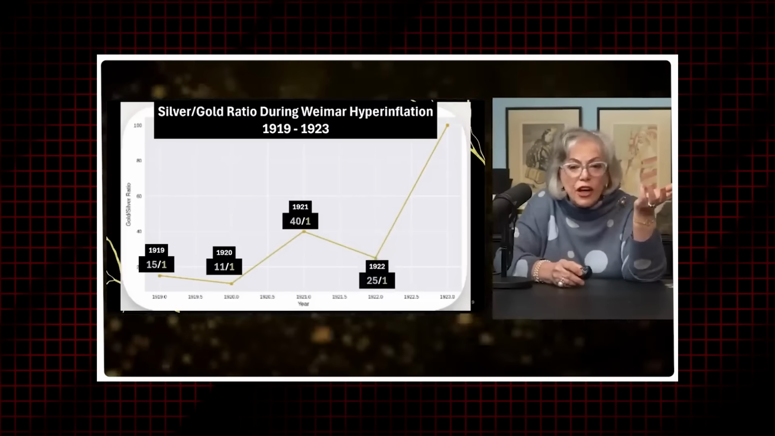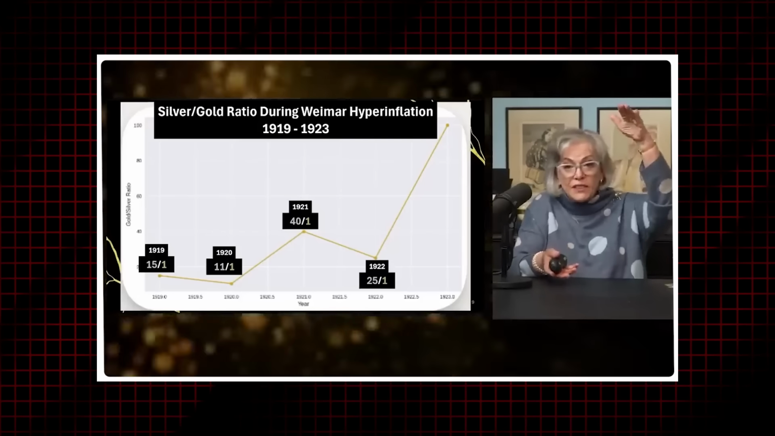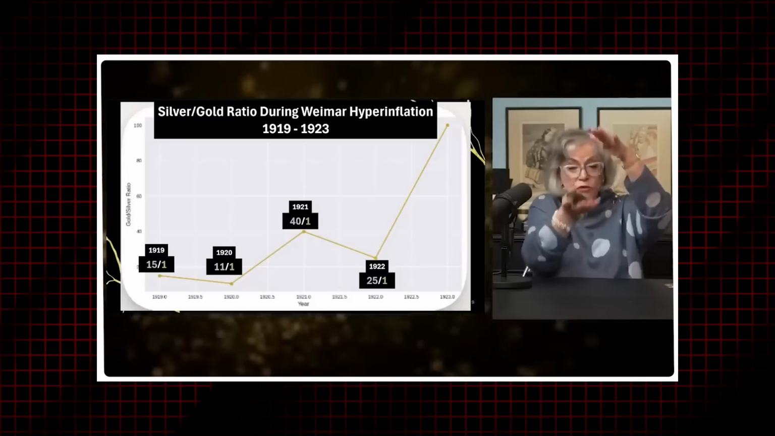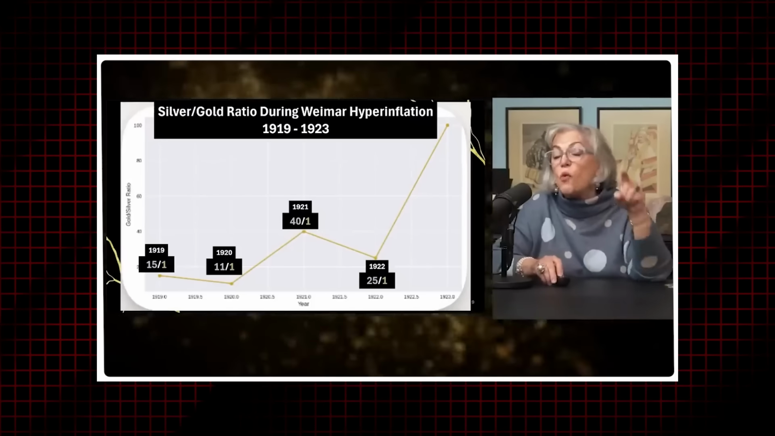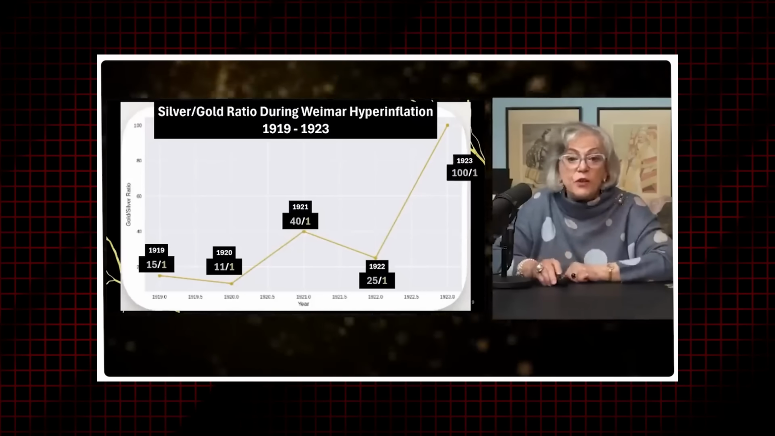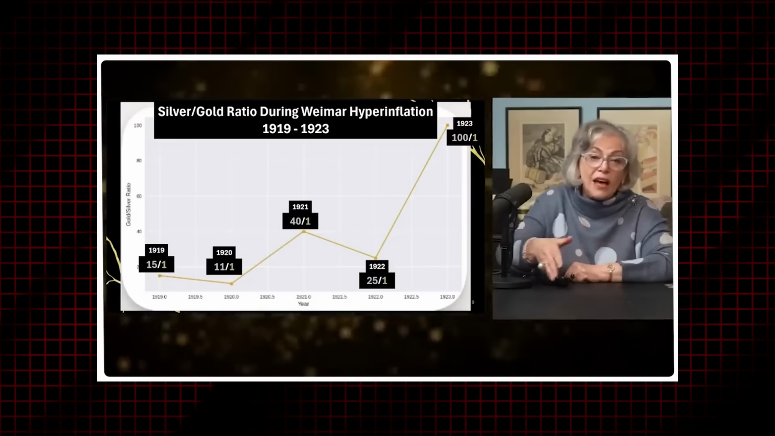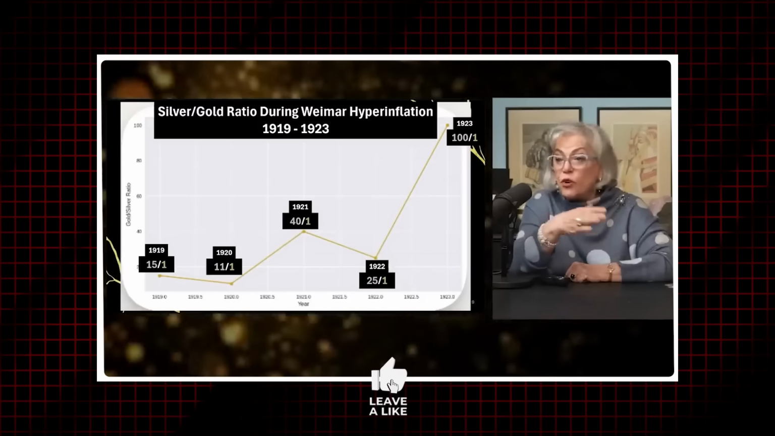And here you go, just like what we're experiencing today, spot silver moved up faster than spot gold. Both of them were moving up, but spot silver moved up faster, took it down to the 25 to 1, and then it was off to the races at the end of this, and it ended up at 100 to 1. I can show you more examples, and if you want them, let me know.